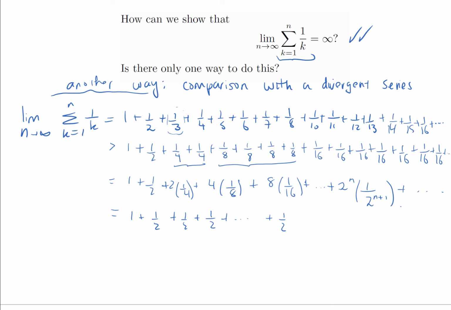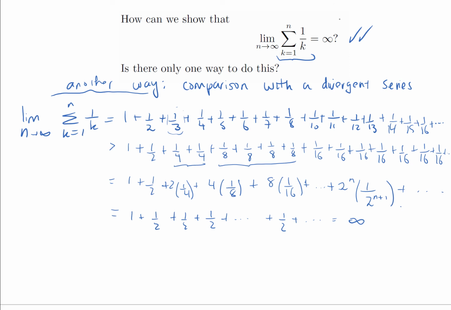And then when we check the series 1 plus 1/2 plus 1/2 plus 1/2 plus 1/2 and so on, we find that this series doesn't converge because you're adding 1/2 at a time, and you're doing that infinitely many times. So that's going to go to infinity. And once again, since we started with a series that is larger than the series that diverges to infinity, we must have that the original series diverges to infinity. So this is another way of proving that the limit we were given is infinity.